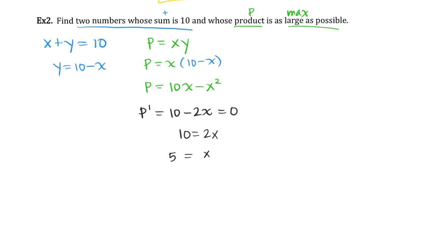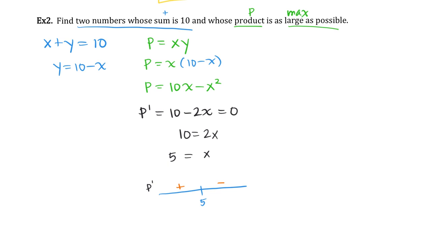I don't know if x is 5 produces a minimum or maximum, so I need to verify. You can use the first derivative test or the second derivative test. I'm going to use the first derivative test. So on my number line, I'm going to do 5. I'm going to plug in the numbers below and above 5 into p prime to see if this is a relative minimum or maximum. Okay, let me pick a number lower than 5. How about 0? I'm plugging it into p prime. So 10 minus 0, positive. If I pick a number higher than 5, like 6, 10 minus 12 is negative.